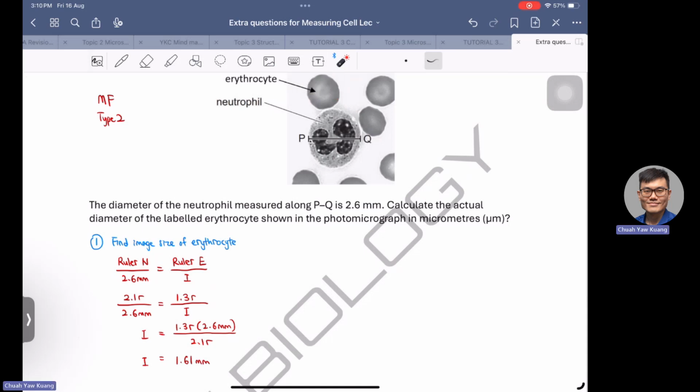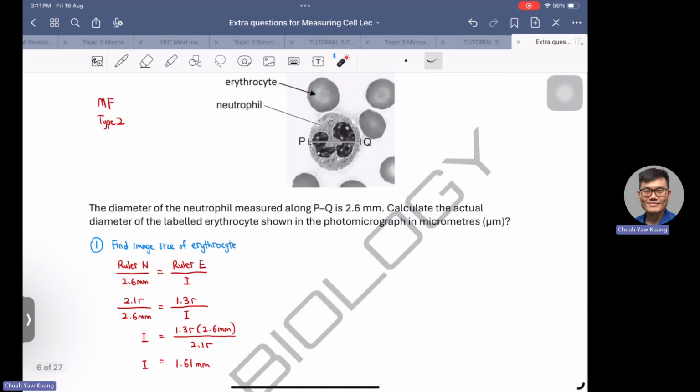Okay, so please remember this step is only needed when the measurement of the image, when you measure it using your physical ruler, is not the same as the measurement given in the question. Only then will you add on this step in order to find out the measurement of the other cell. So now I know the image size of the electrocyte already.